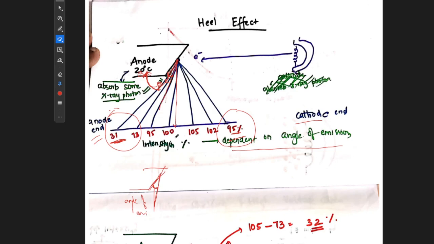This intensity depends upon the angle of emission. If the angle of emission is less, that is, if the X-ray is nearer to the anode, then the intensity is less. If the X-ray is away from the anode, that is, the angle of emission is more, then the X-ray intensity is also more.